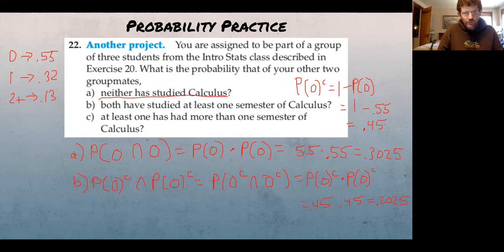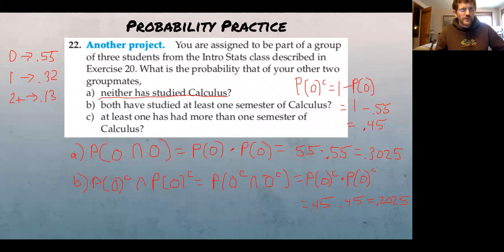So the last one is the one that's going to give us the most fits. It doesn't seem like it's any more difficult than the others, but there's something else going on here. The probability that at least one has had more than one semester of calculus. And let's first see the difference between that question and the first two.